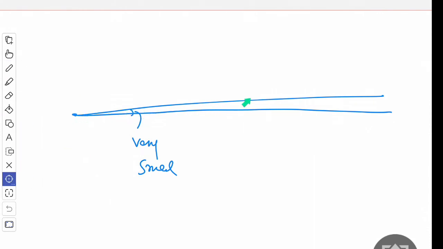Remember, as the angle becomes smaller, the rays become sort of parallel. Okay, that is the idea. Have you all understood?